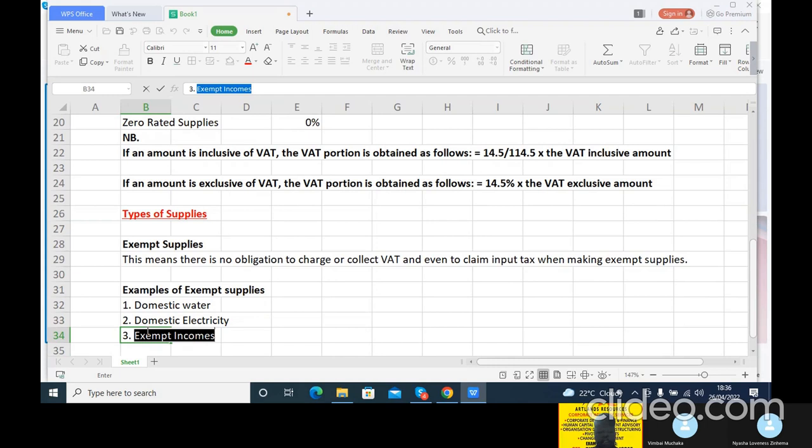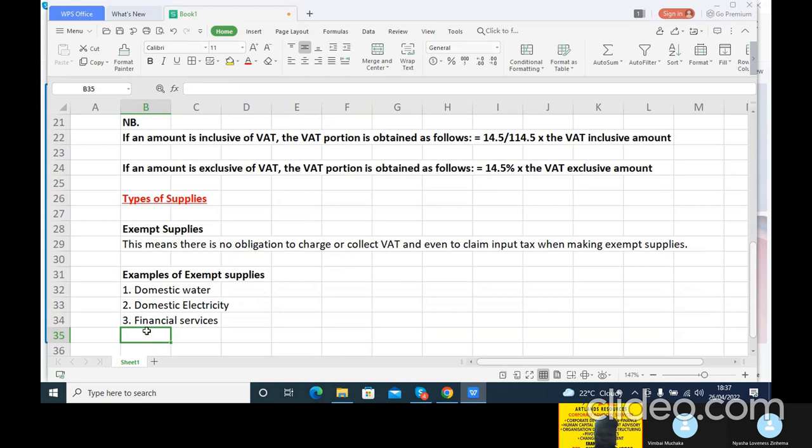And there are quite a lot you can check on. Financial services. No wonder banks don't pay VAT. If you get a loan from a bank or an overdraft, the interest you are charged, don't think there's a VAT portion there. No. Issues to do with educational services. By educational services, normally we are looking at high school education, university education, primary education. So you don't expect a school to be charging VAT, no.